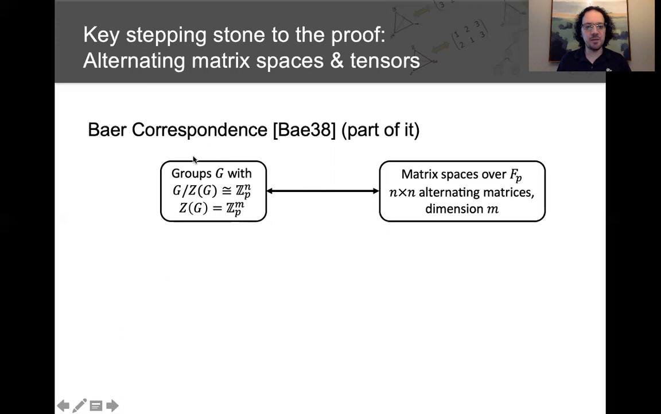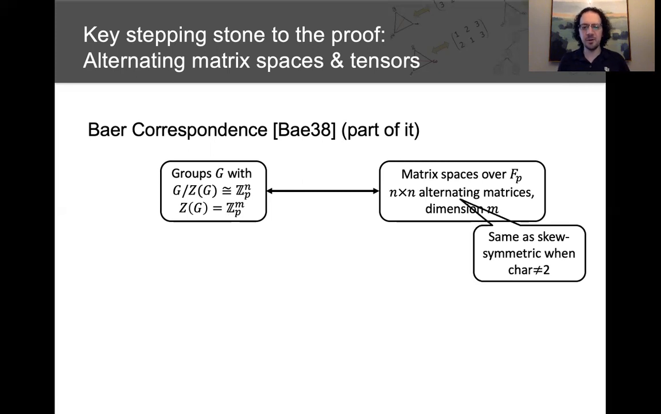So the Baer correspondence gives a correspondence between such groups, and linear spaces of alternating matrices over Fp, where the matrices are n by n, where this n is the same as this n. So this is the dimension of G mod its center. And the dimension of the space of matrices you're looking at is m, where m here is the dimension of the center. Okay. Alternating here is convenient because it lets things work a little better in characteristic 2. But when the characteristic is not 2, this is the same as saying skew symmetric. And so if you like, you can just think skew symmetric matrices, but some of our results will also hold in the more general setting of alternating matrices, even when the characteristic is 2.